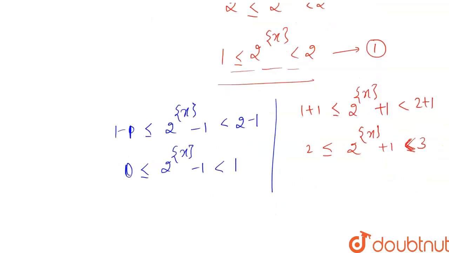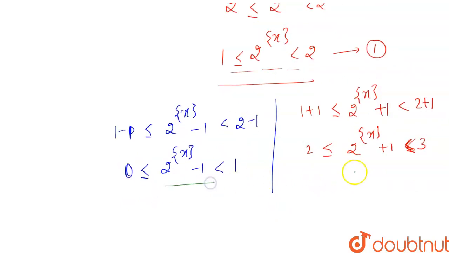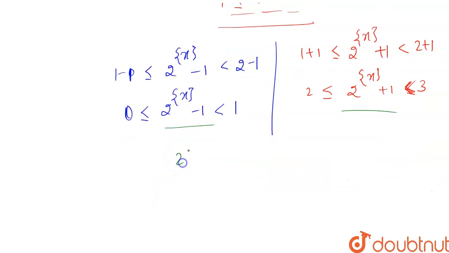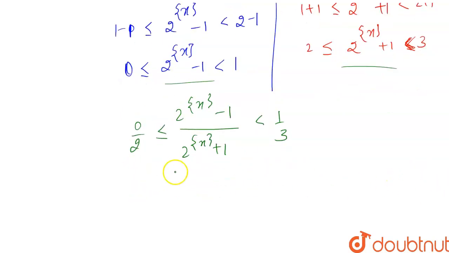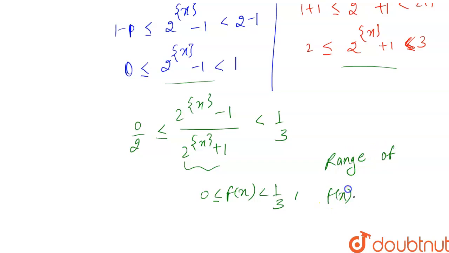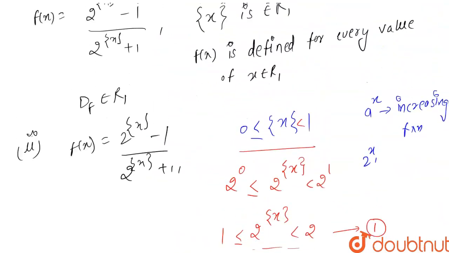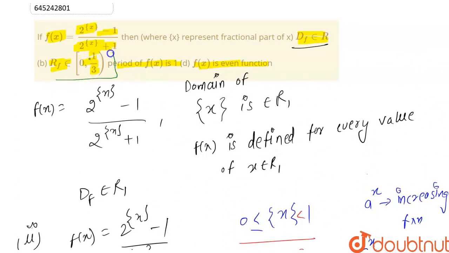Now let's divide these two inequations. Then we have (2 to the power fractional part x minus 1) divided by (2 to the power fractional part x plus 1) is less than 1 by 3, and it is greater than or equal to 0 by 2, and this is basically our function. So our function belongs from 0 to 1 by 3. So it means the range of the function f(x) is basically from 0 to 1 by 3, where 0 is included. So it means our second option is also correct.